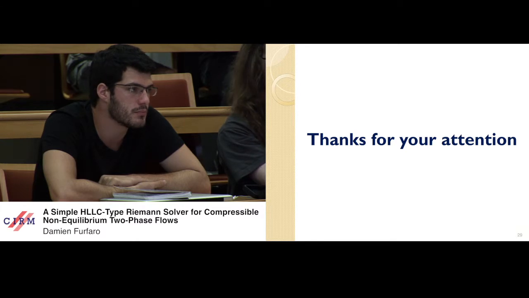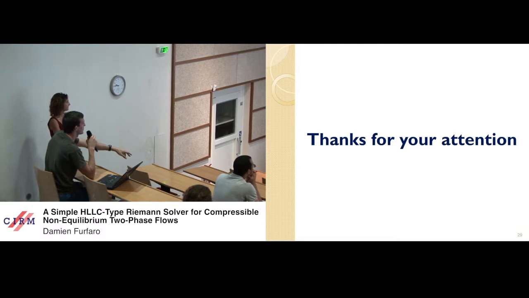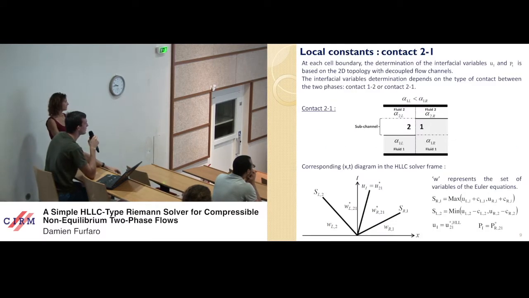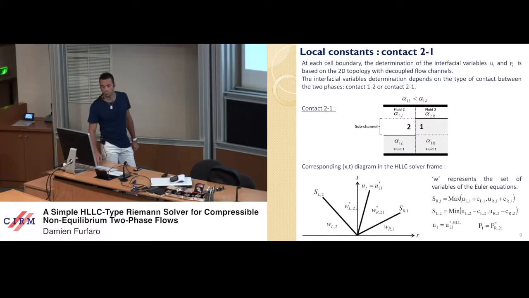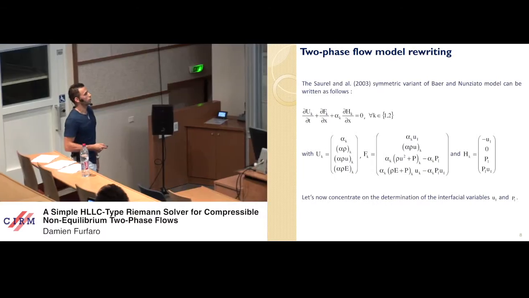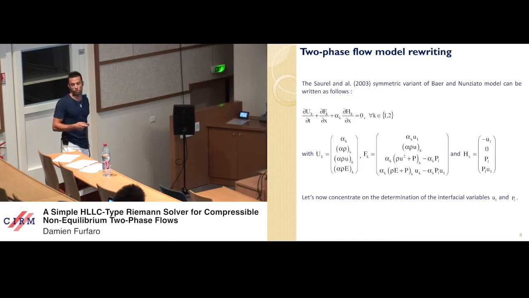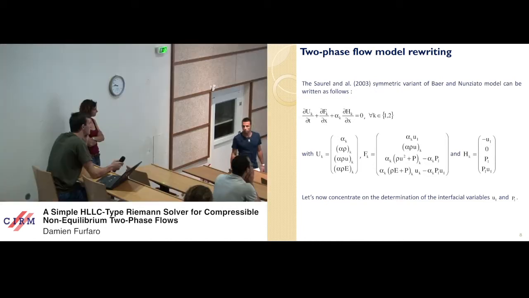Can you please show slide number 9 again? I'm not sure of the number, but it's with your equations. Yeah, the one just before 8. Okay. We have the 7 equation model, which is rewritten here. For a given phase k, we have the mass, momentum, and energy balance equations, and the volume fraction.